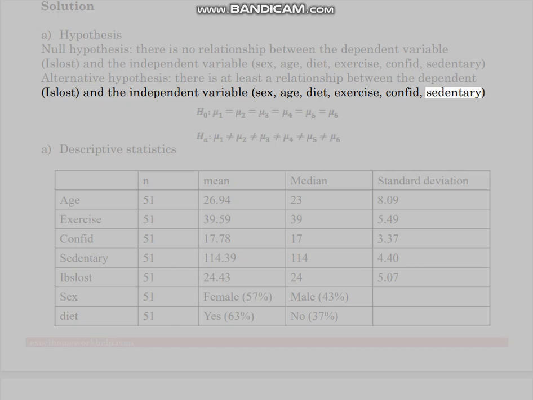there is at least a relationship between the dependent variable lbs lost and the independent variables sex, age, diet, exercise, confid, sedentary. B. Descriptive statistics. N, mean, median, standard deviation: age 51, 26.94, 23, 8.09. Exercise 51, 39.59, 39, 5.49. Confid 51, 17.78, 17, 3.37. Sedentary 51, 114.39, 114, 4.40. Lbs lost 51, 24.43, 24, 5.07. Sex 51: female 57%, male 43%. Diet 51: yes 63%, no 37%.